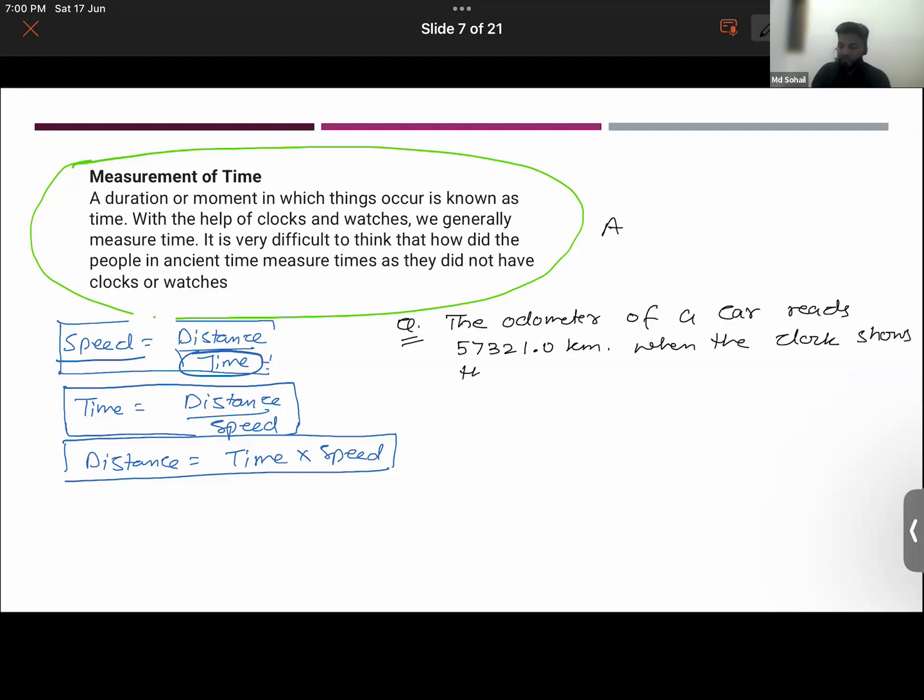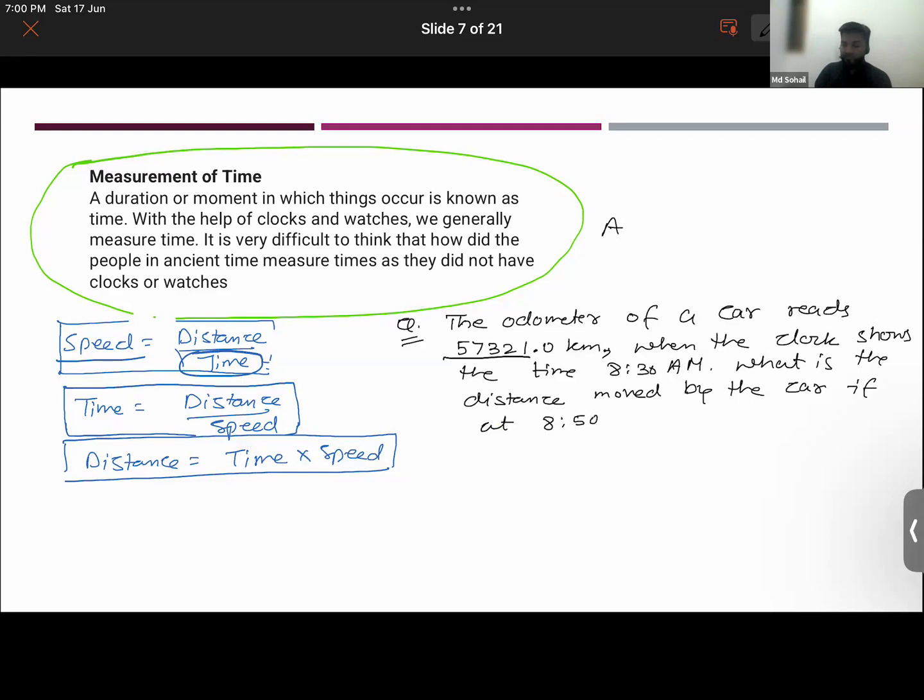So when the clock shows the time 8:30 a.m., this was the distance traveled by the car here. Now do tell me what is the distance? Can you read the question properly? Yes, sir. Yeah. What is the distance moved by the car if at 8:50 a.m.